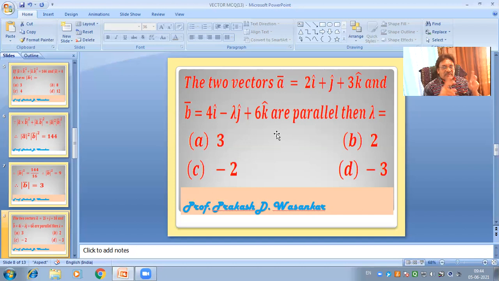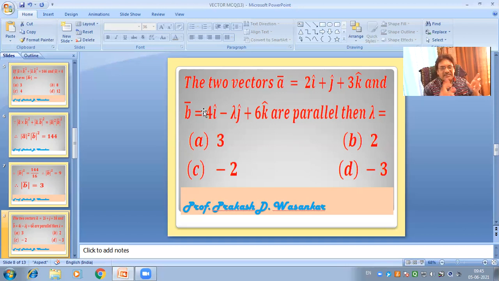In this problem, A bar and B bar are given, and it is also given that A bar and B bar are parallel or collinear. Then we find the value of lambda. We know that if two vectors are parallel, then their cross product, A bar cross B bar, is equal to 0. So first we find the cross product of A bar and B bar.